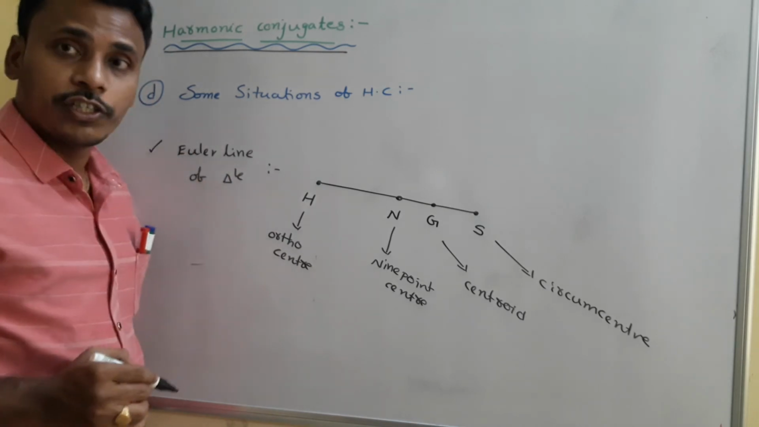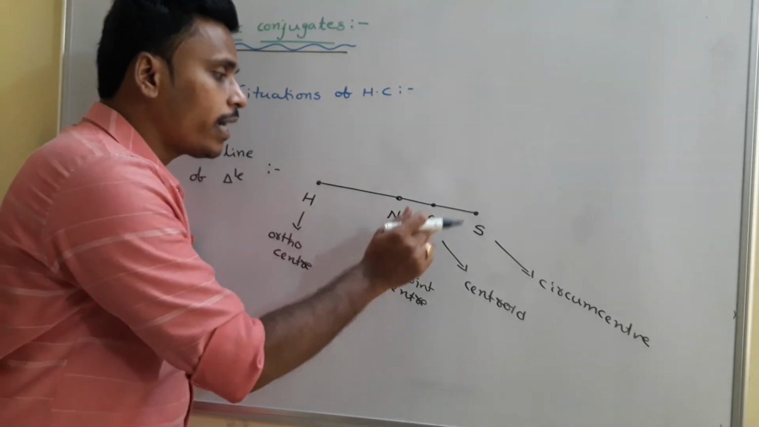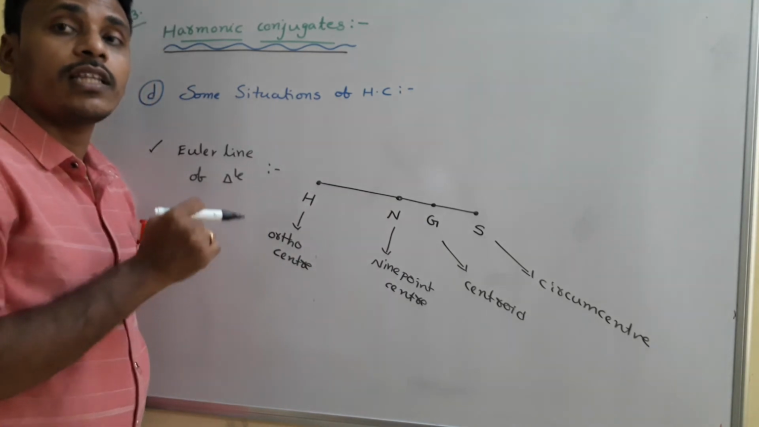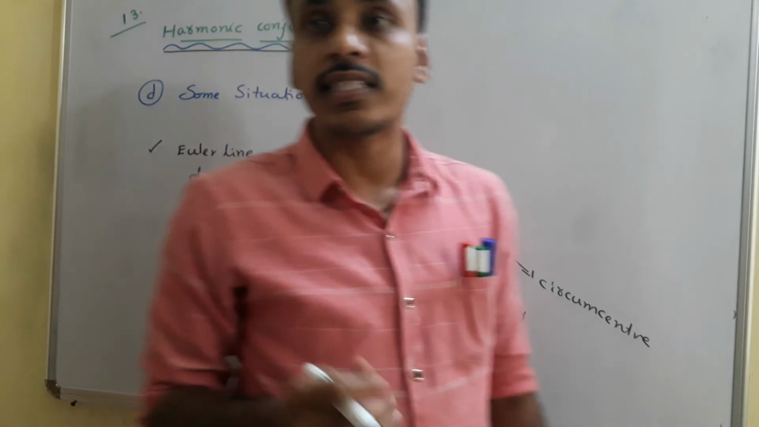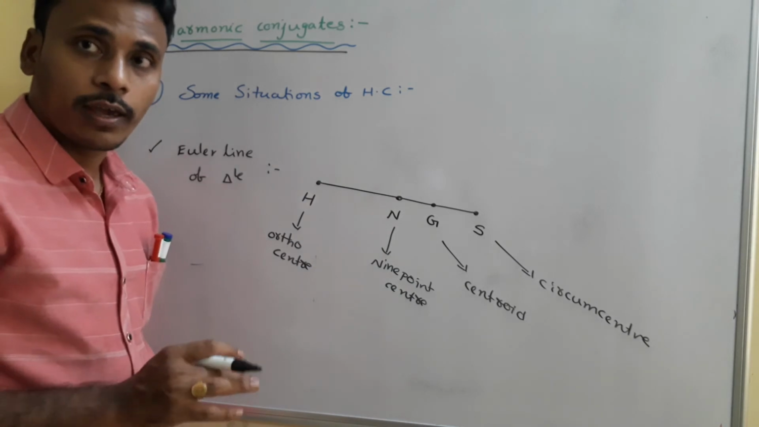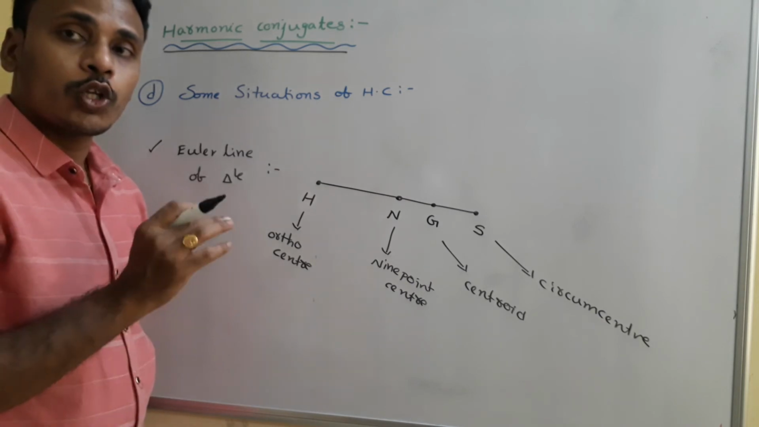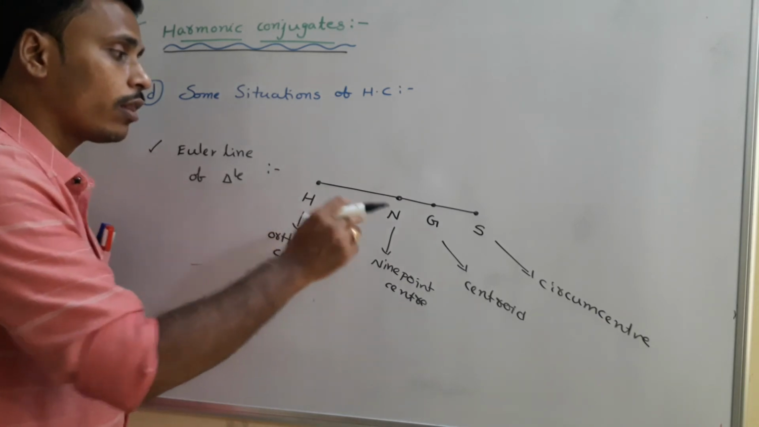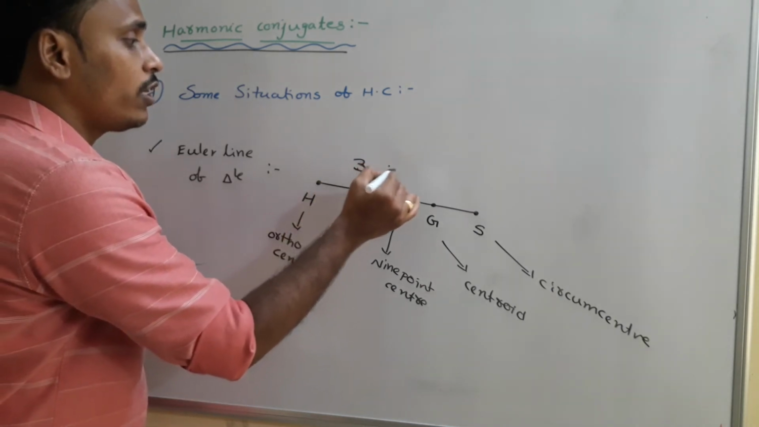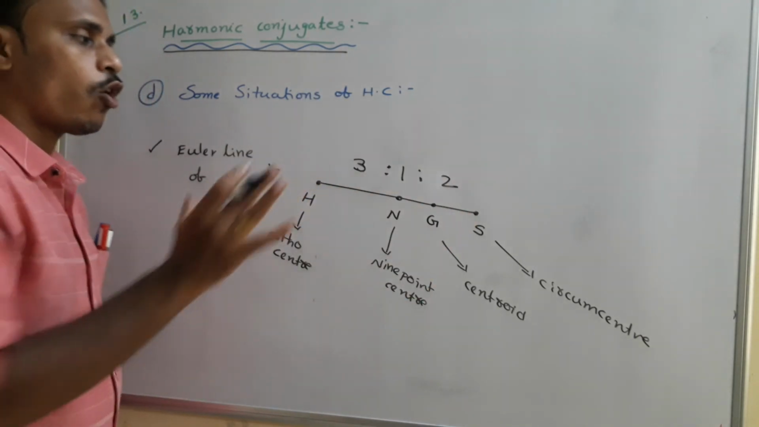Euler is the mathematician who observed that in all triangles, these 4 points lie on a line. These 4 points are collinear in all triangles. That was observed by Euler, just by constructing different triangles and identifying their centers. So this line is known as the Euler line. The Euler line exists for all triangles, and on that line we have all these points. Euler also identified that the ratio between them is 3:1:2. This is completely an idea of geometry.